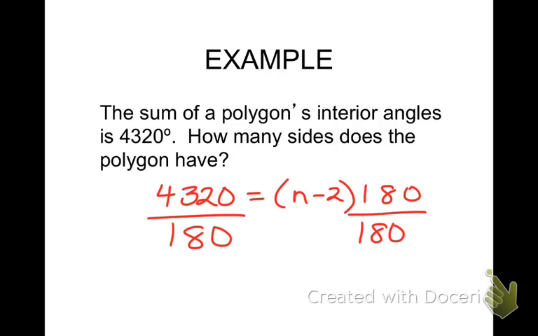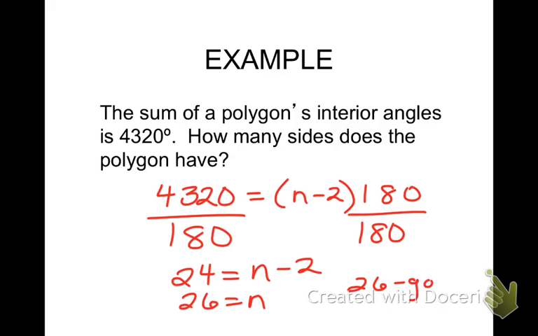So 4,320 divided by 180 is what? 24. So 24 is equal to n minus 2. So what's my last step to get n by itself? Add 2. So 26 is equal to n. So we'll just call it a 26-gon for our shape.